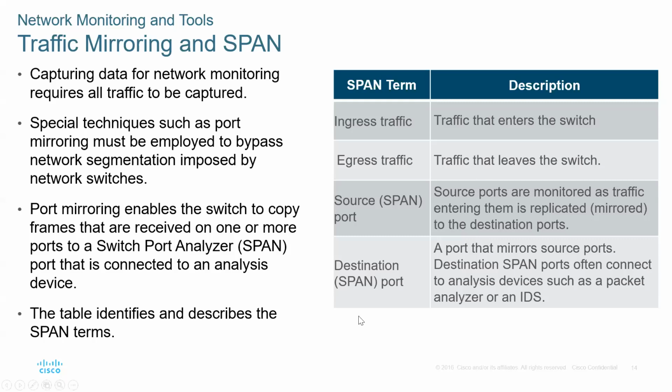And then this table kind of explains what SPAN is. These are pretty easy to understand. You've got your ingress traffic, egress traffic. Your SPAN port, again, is just a configured port, typically on a switch. And then you have a destination port where you're going to send that traffic to. So you can say that you want all three ports listed as source SPAN ports, and you can send all that traffic out the destination port.